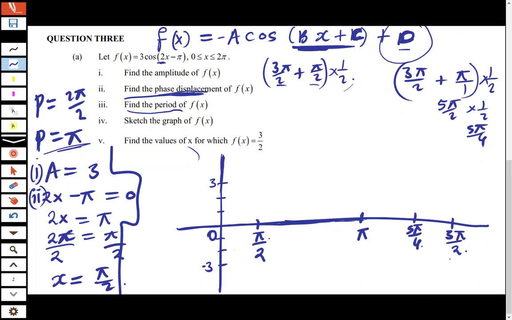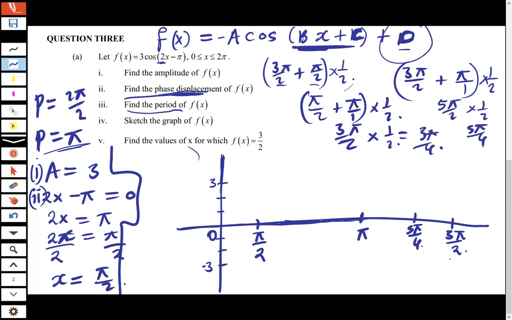Then I'm also going to find the midpoint of pi over 2 and pi. So I'm going to add pi over 2 plus pi. So this is just going to give me 3 pi over 2. And then I multiply my 3 pi over 2 by 1 over 2. So when I multiply these two, the answer I'm going to get is simply just 3 pi over 4. So 3 pi over 4 will be my midpoint this side.